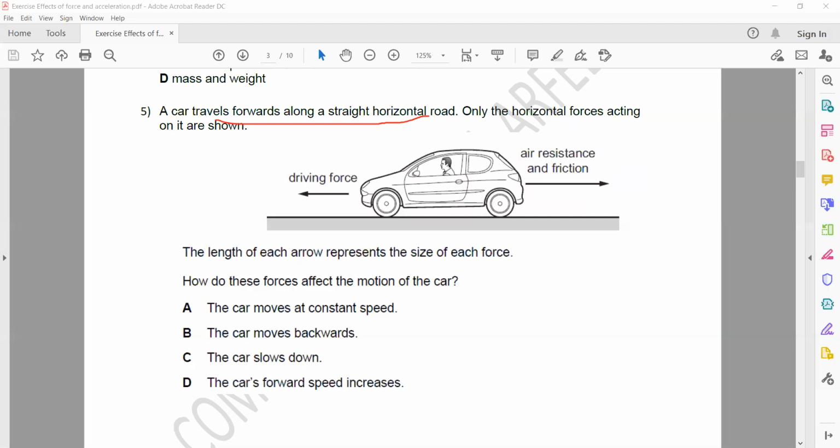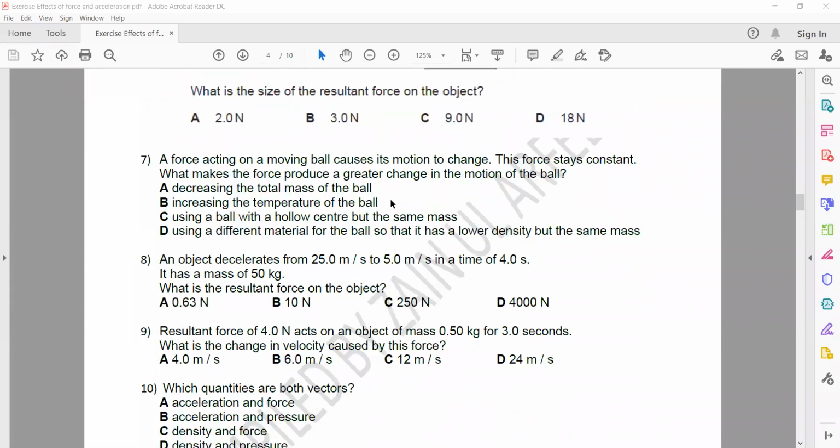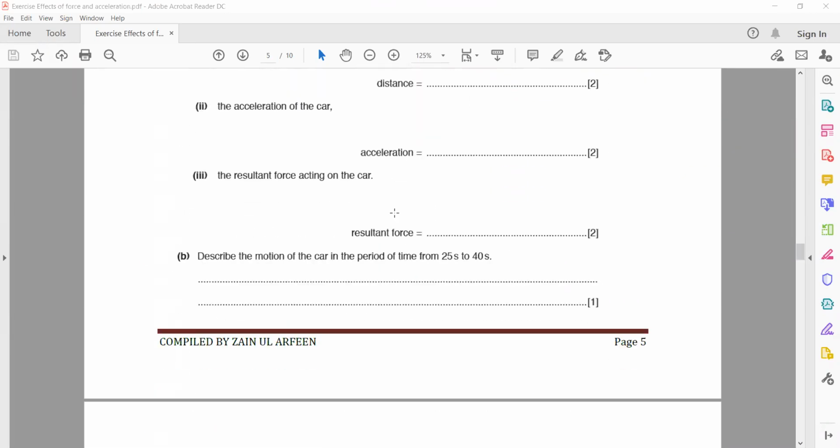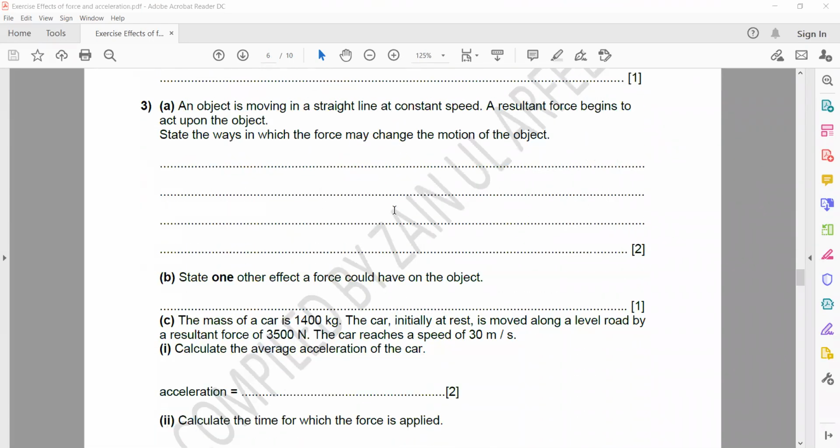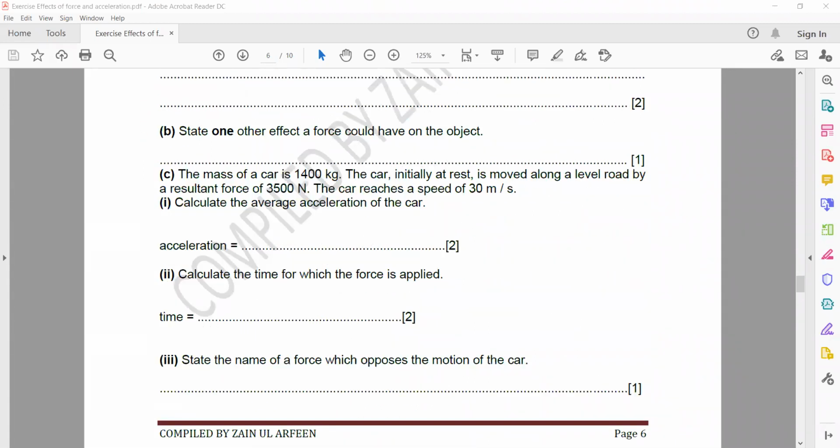Then page 4, question 4, page 7. Page 6. Question number.